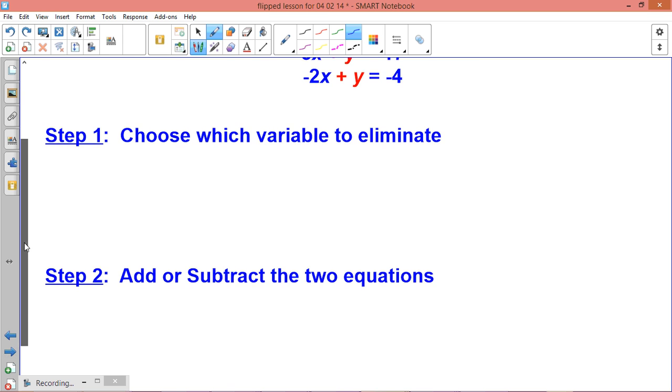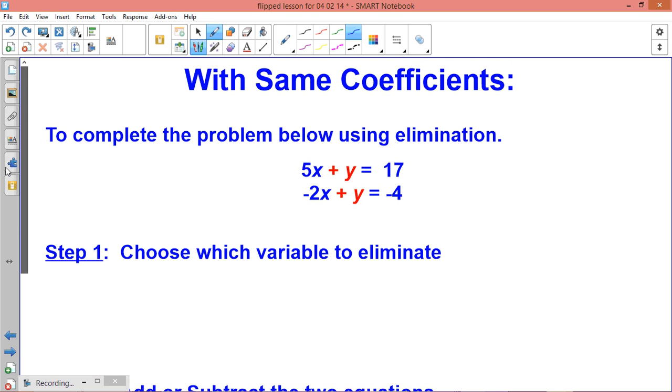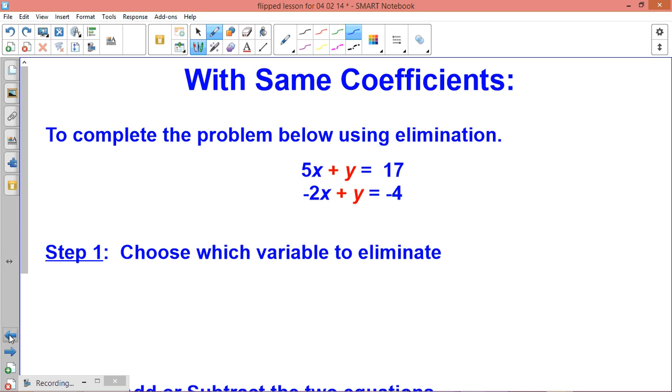Let's see. I don't know why this slide is here. Oh well, we're still going to solve the problem, but this slide seems to have crept in. I did not mean to put this in here.